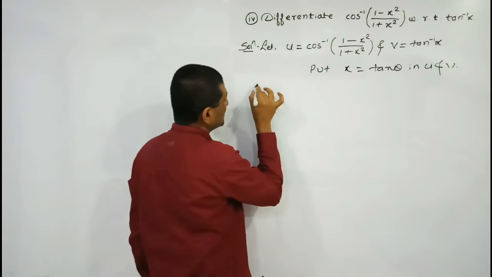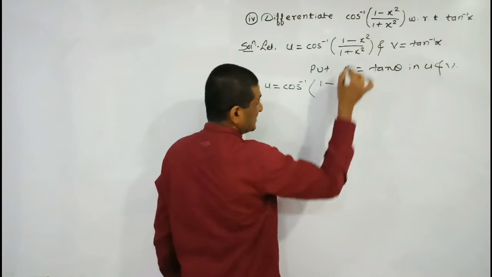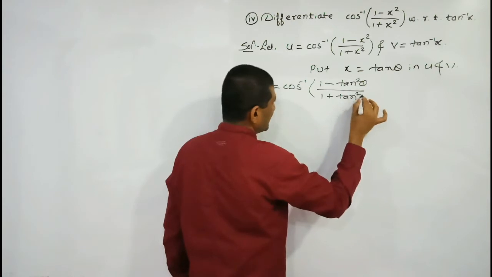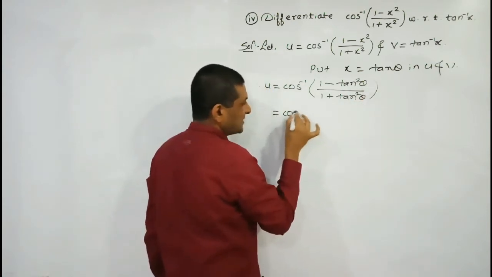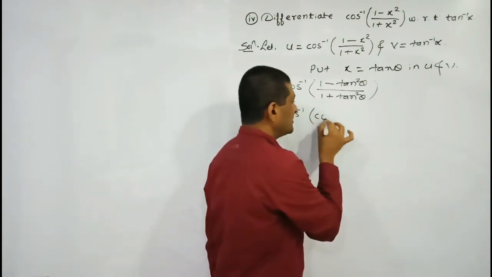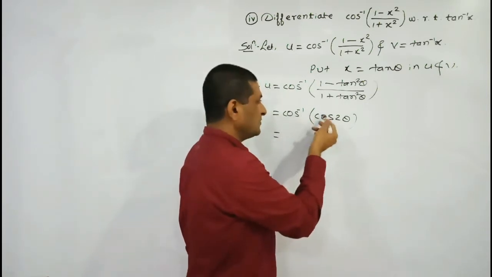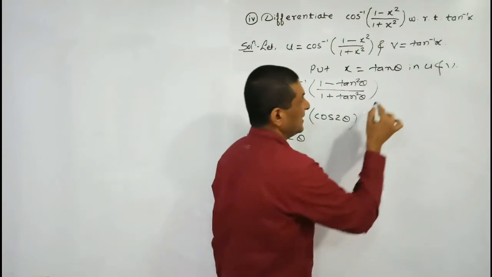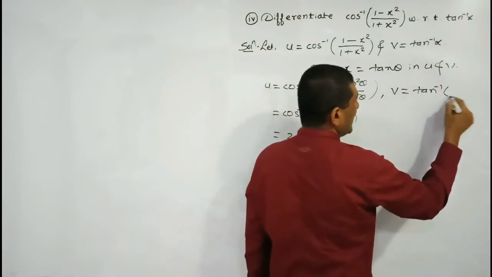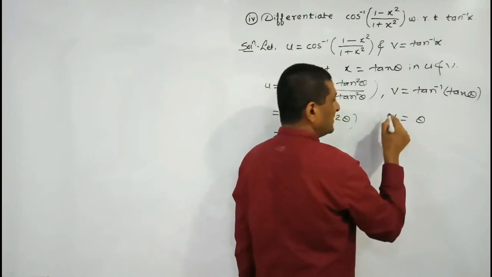Let us see what we will get. Therefore u will become cos inverse of 1 minus tan square theta upon 1 plus tan square theta, replacing x by tan theta in the numerator and denominator. According to the double angle formula, 1 minus tan square theta upon 1 plus tan square theta is the value of cos 2 theta. Now according to the property of inverse trigonometric functions, cos inverse and cos cancel, and the remaining term is 2 theta. Now consider v is equal to tan inverse of tan theta, replacing x by tan theta. Here tan inverse and tan get eliminated, and the value of v will be equal to theta.